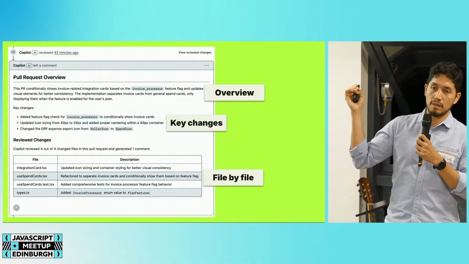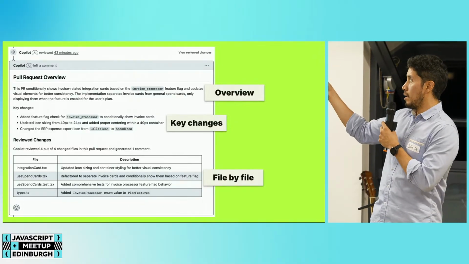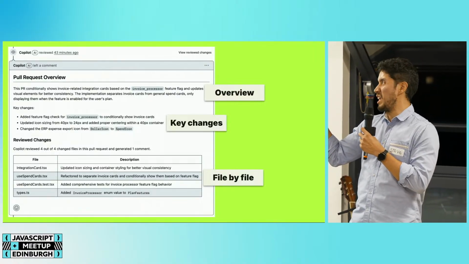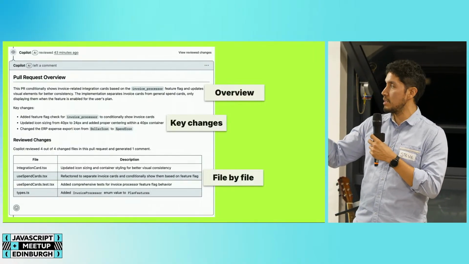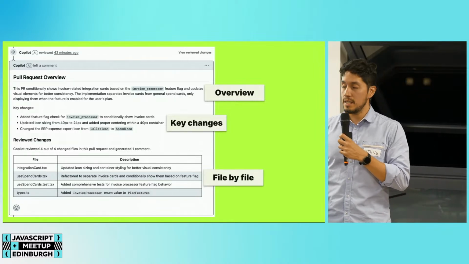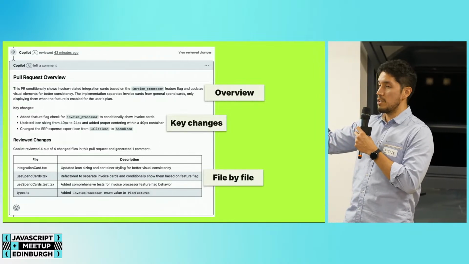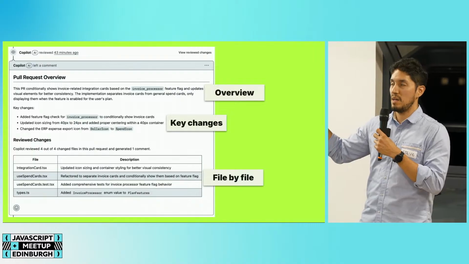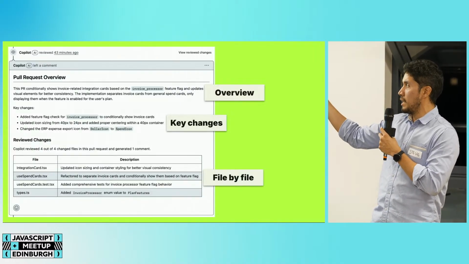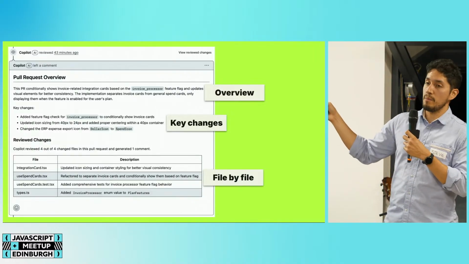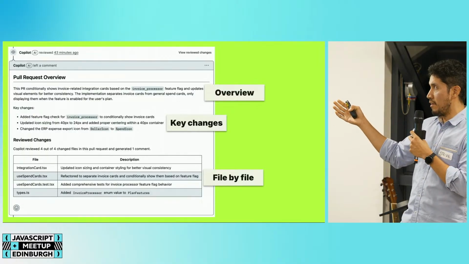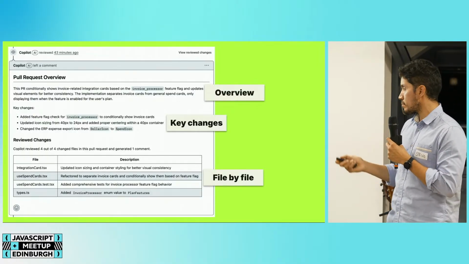So you will get a comment from GitHub, pull request overview. It will tell you more or less what the PR is about, some of the key changes of the PR. And in some of these cases, like when you're adding new files or I guess sometimes when you're modifying them as well, it will have a small table with the files that have been modified and more or less what they are about.